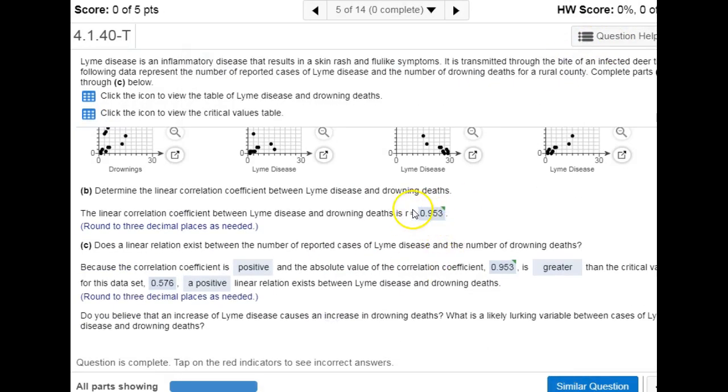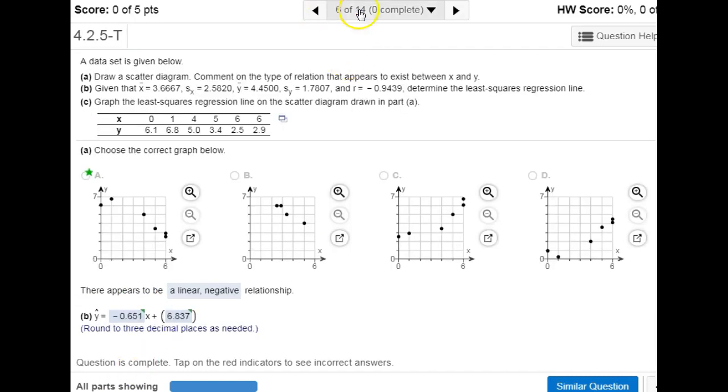And since our correlation coefficient is larger than the critical value, that is evidence for a linear relationship. And since it's positive, it would be a positive linear relationship. If the correlation coefficient was less than our critical value, that would mean there is not enough evidence for a linear relationship. For number 6, we have a data set here of x and y's.